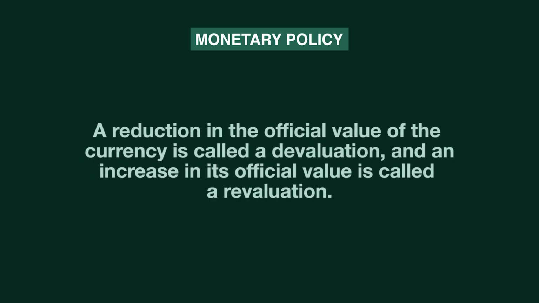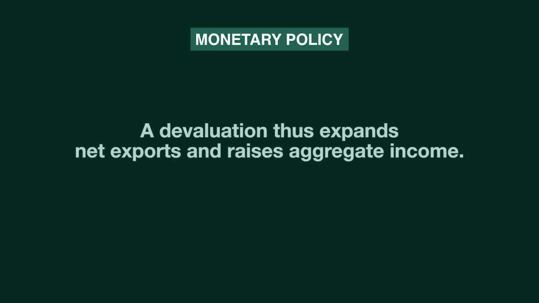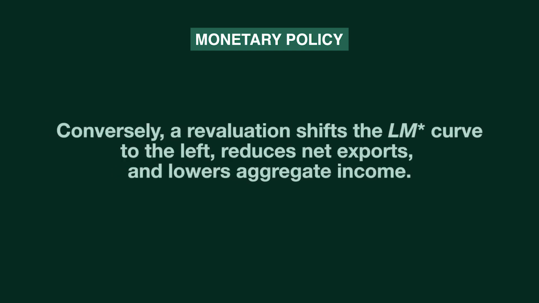A reduction in the official value of currency is called devaluation, and an increase in the official value of the exchange rate will be called a revaluation. The Mundell-Fleming model says that a devaluation is the shift in the LM curve to the right and will act like an increase in the money supply in the economy. In the floating exchange rate case, which we said earlier, the devaluation will expand the net export and will raise the aggregate level of income in the economy. Conversely, a revaluation will shift the LM curve to the left and will reduce the net export and Y in the economy.